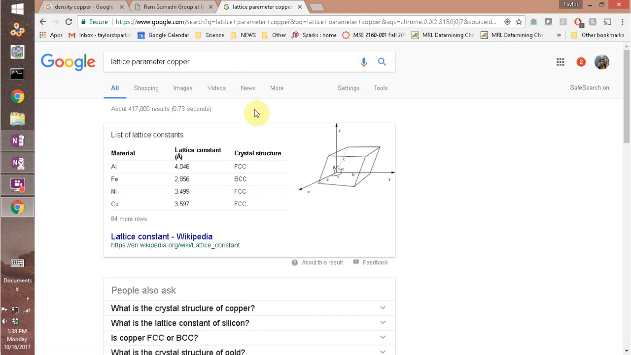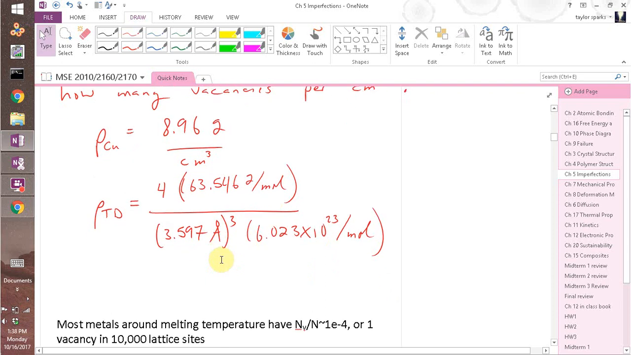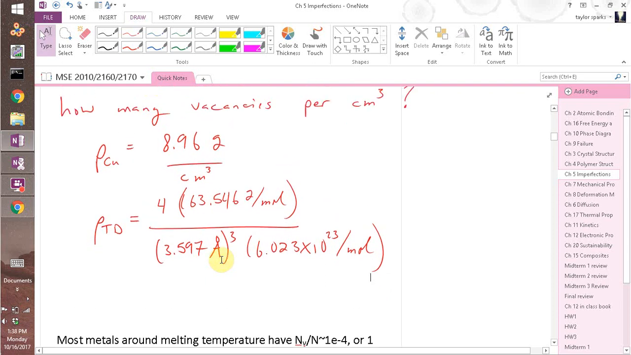which for copper is 3.597 angstroms. We cube that and we multiply by Avogadro's number. So our per moles cancel out. Okay, so let's actually talk about conversions real quick. If I want to compare this to something per centimeters cubed, how do I need to go from angstroms cubed to centimeters cubed?